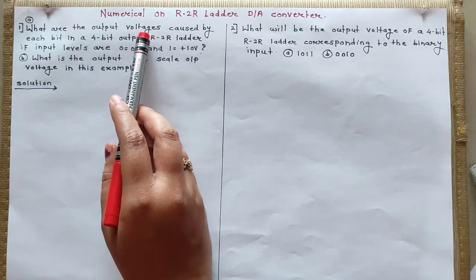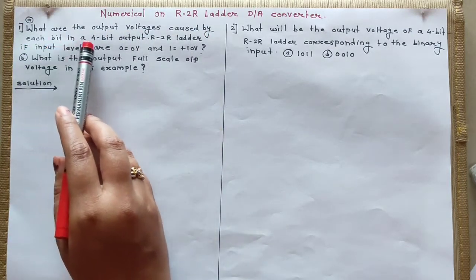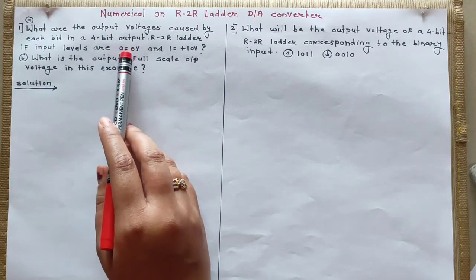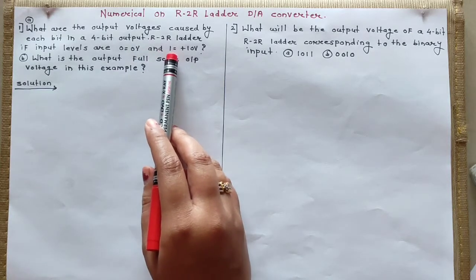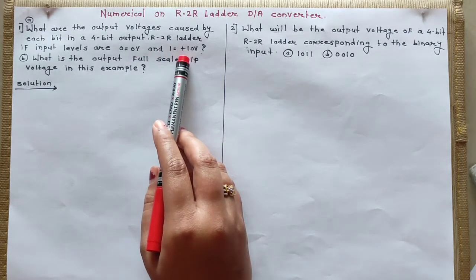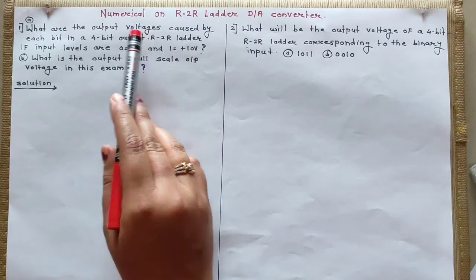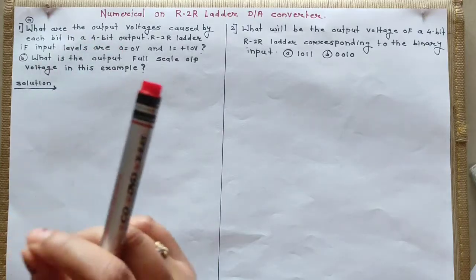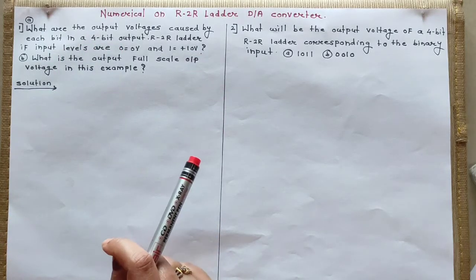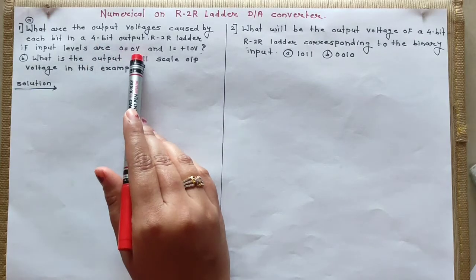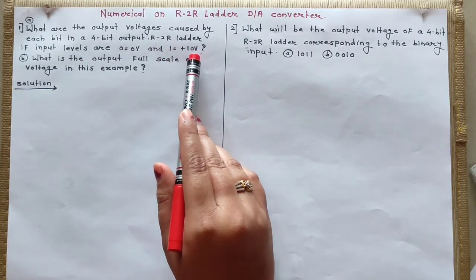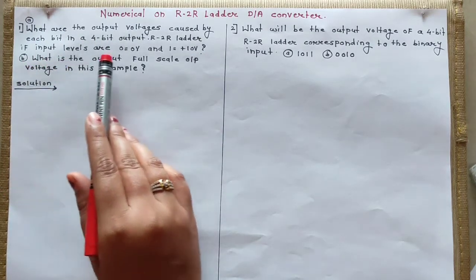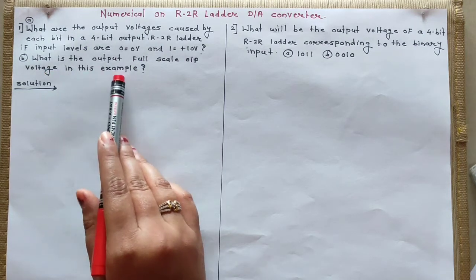What is the output voltage caused by each bit in the 4-bit R-2R ladder if the input levels are logic 0 equal to 0 volt and logic 1 equal to plus 10 volt? So you have to find out the output voltage for each bit. How many bits are there? 4 bits are there. So for each bit we have to find the output voltage, when logic 0 is 0 volt and logic 1 is 10 volt. Question B in the same question: what is the output full scale voltage in this example?